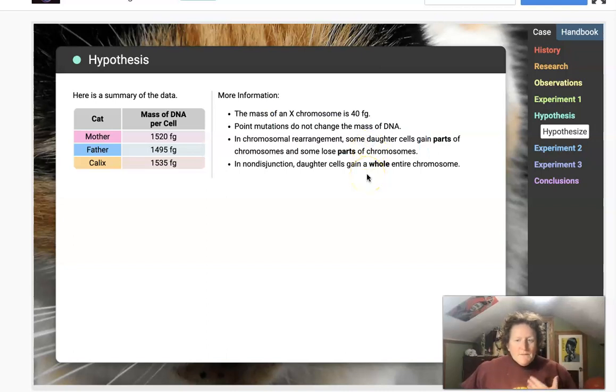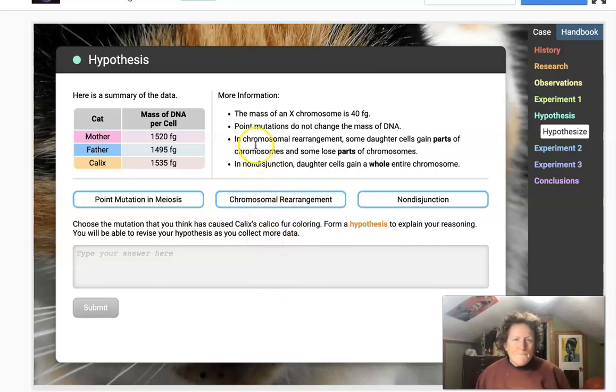That is some data that weighs against the hypothesis of a point mutation, because a point mutation wouldn't change the DNA. In chromosomal rearrangement, some of the daughter cells gain parts of chromosomes or lose parts of chromosomes. A whole X chromosome is 40 femtograms. If Calix was 1495, just like his dad, and he gained 40 femtograms, 1495 plus 40 equals 1535.